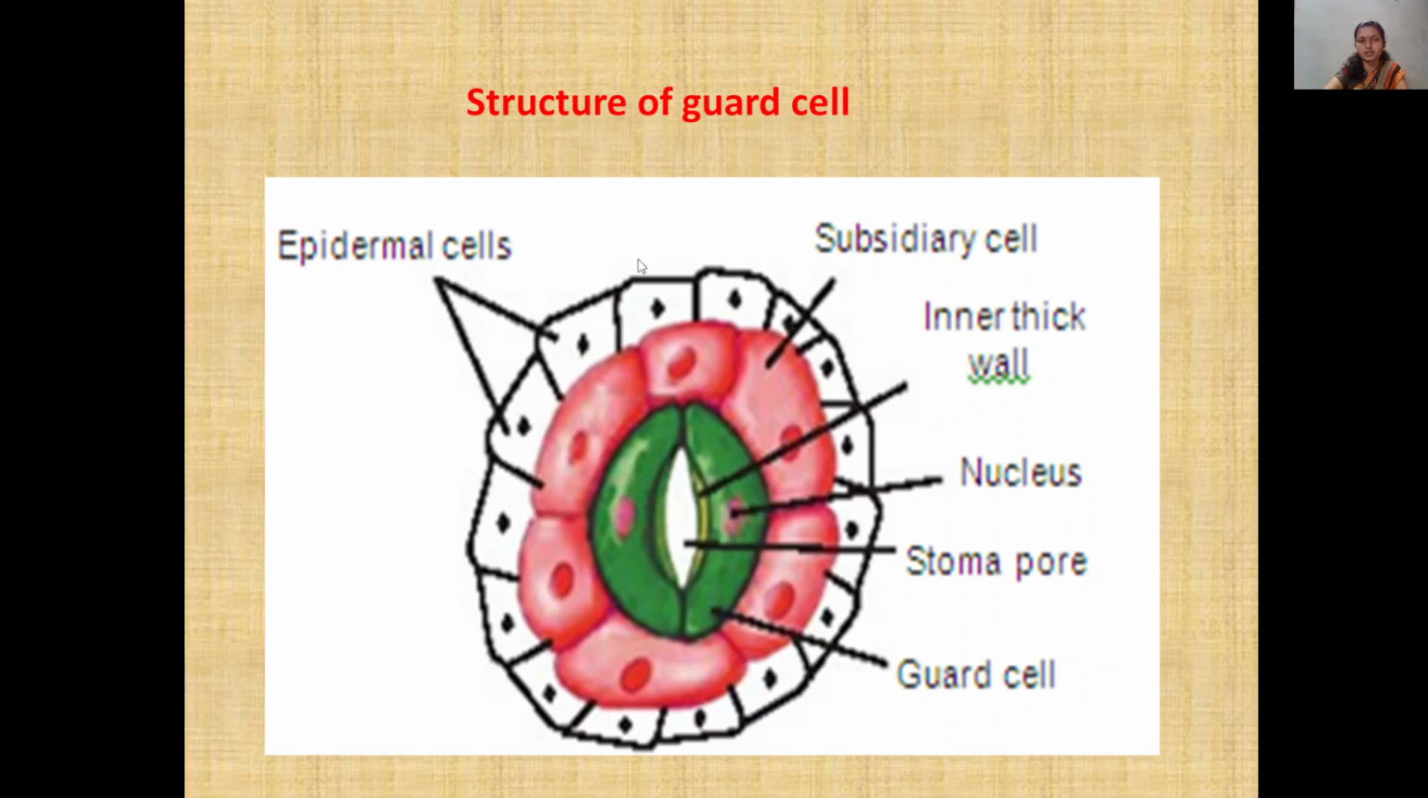The next slide is the structure of guard cells. In this diagram, these are the epidermal cells and this pinkish color are the subsidiary cells. Here it is the inner thick wall and outer thin wall. These are the pore of stoma and it is the pinkish color. In guard cells, it is the nucleus. Okay.